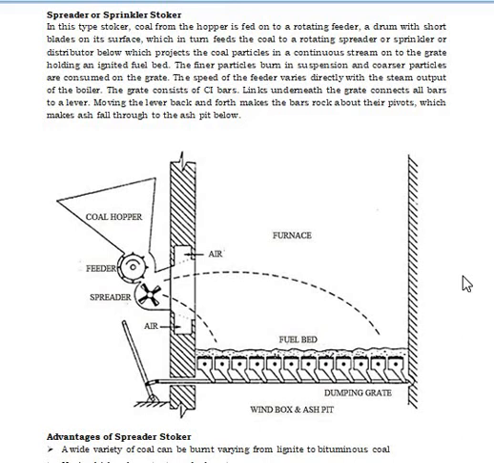Okay. So the grate consists of carbon cast iron bars, with links underneath. The grate connects all bars to a lever. Moving the lever back and forth makes the bars rock about their pivots, which makes the ash fall through to the ash pit below.